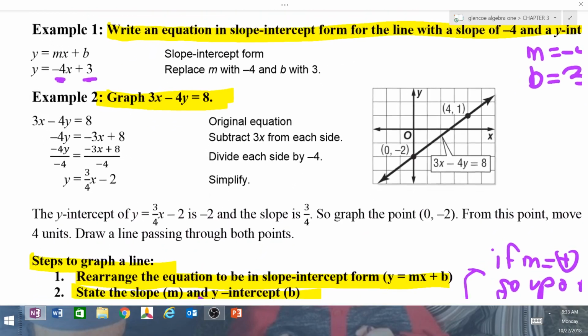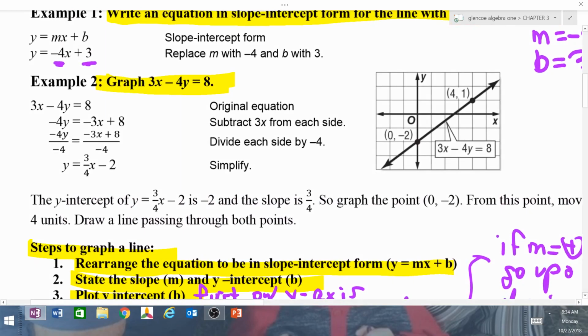Example number 2. This particular equation is not in slope-intercept form. Who could tell me what form 3x minus 4y equals 8 is in? Yes? It's in standard form of an equation of a line, which is ax plus by equals c.